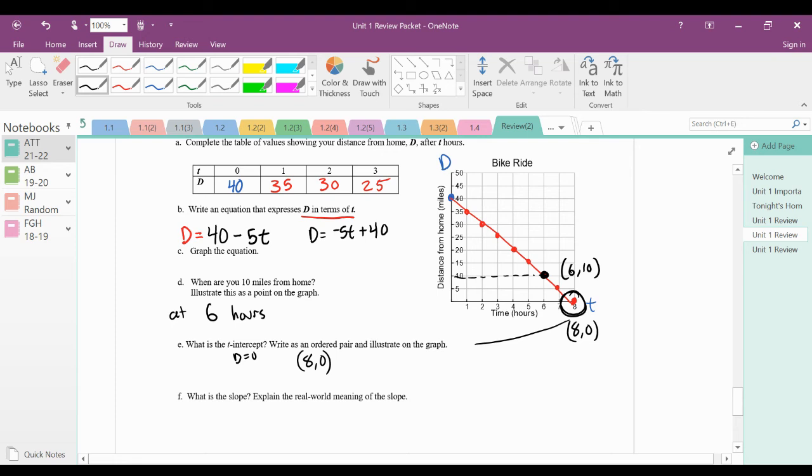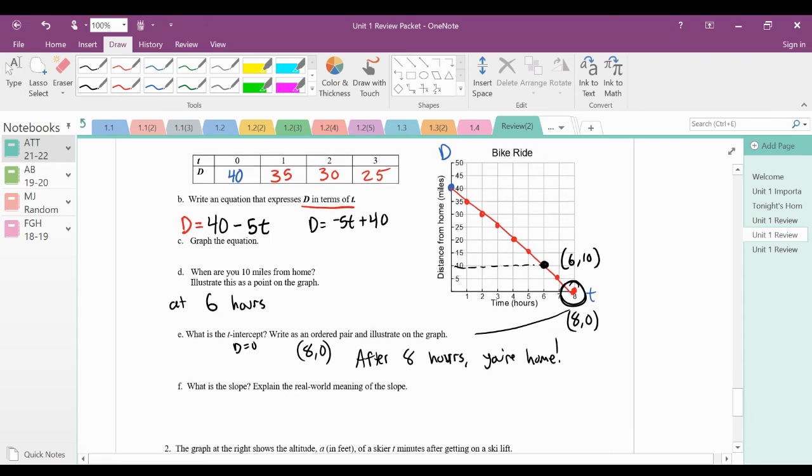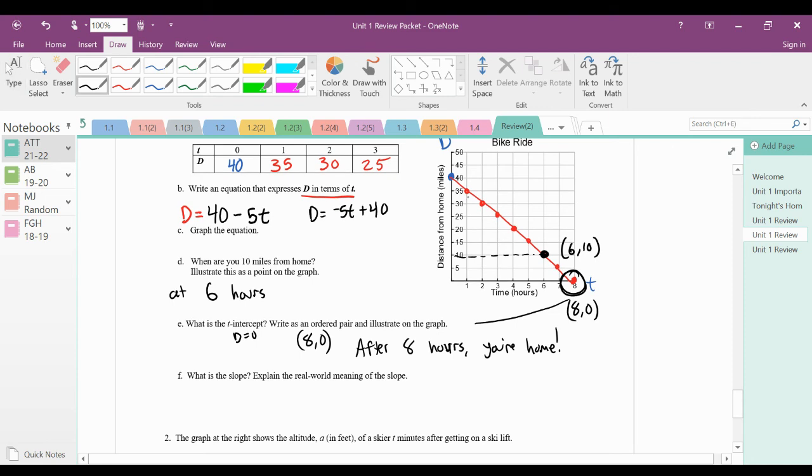What does this mean, by the way? Well, after 8 hours, our distance from home is 0. So that would mean you're home, right? You are 0 miles away from home. You are at home. What is the slope? Well, from our graph, we can see that we're going down 5 and right 1, down 5 and right 1. You can also see our slope in our equation, or in our change in d each time as t increases by 1. Our d values are decreasing by 5. So that would give me a negative 5 over 1.